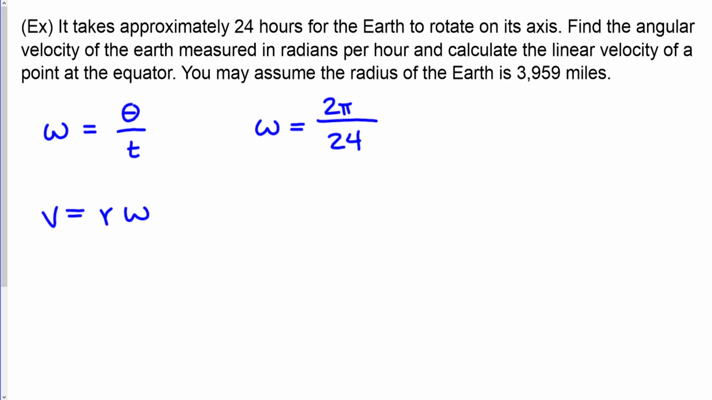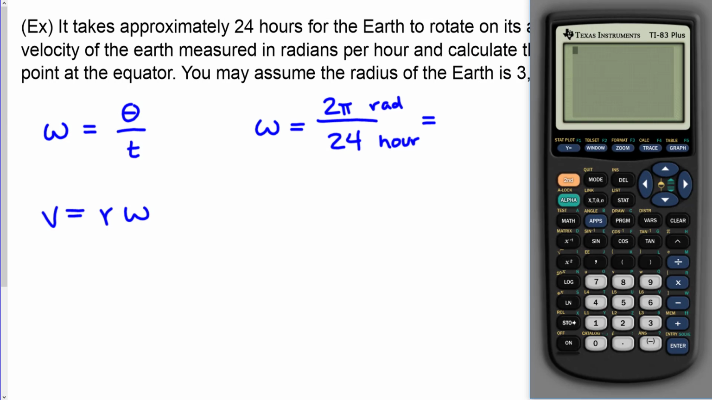So the units that we have here are radians in the numerator and hours in the denominator. Let me grab the calculator. If I take 2 pi divided by 24, I get 0.262. I'll just use 3 decimal places. Follow any rounding rules that you're provided in homework. So 0.262.